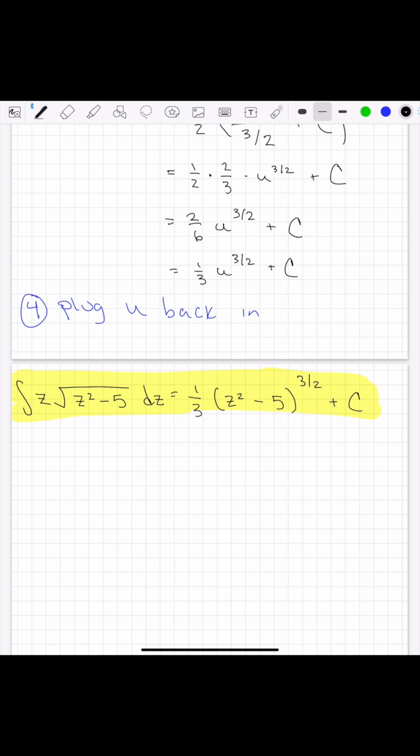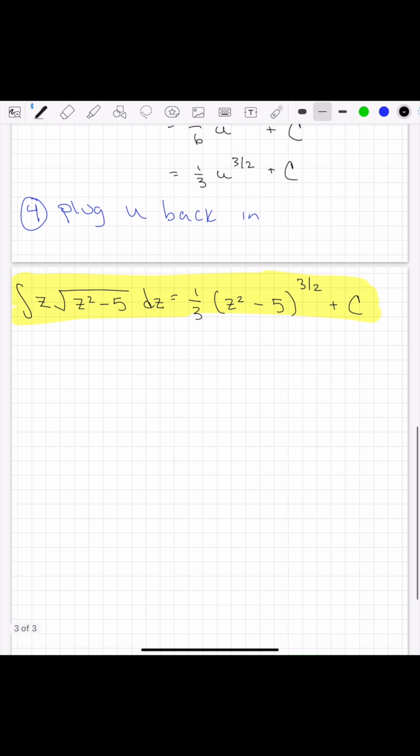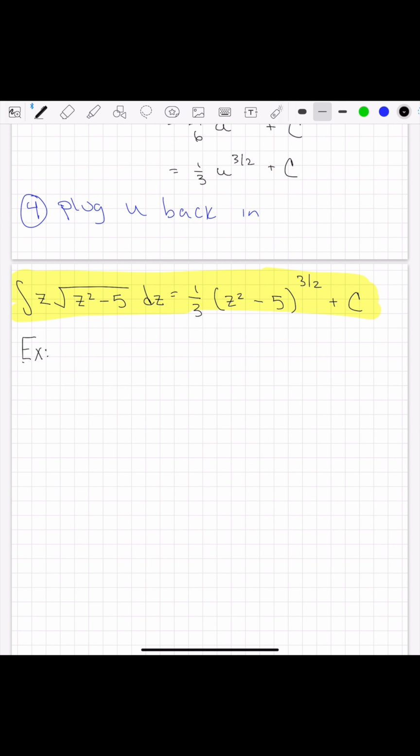So like I said, let's do one more example of indefinite integrals, and then we'll talk about definite integrals with u-substitution. So the second example: use substitution to evaluate the integral of sine of t over cosine cubed dt.